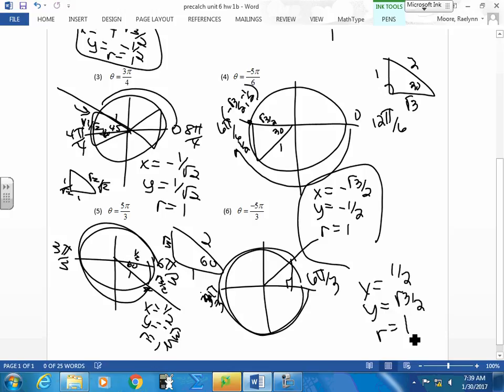But everything in quadrant 1 is always positive. It's the same triangle, right? That you just rotate around the circle, or reflect, if you will. Now everybody do these.